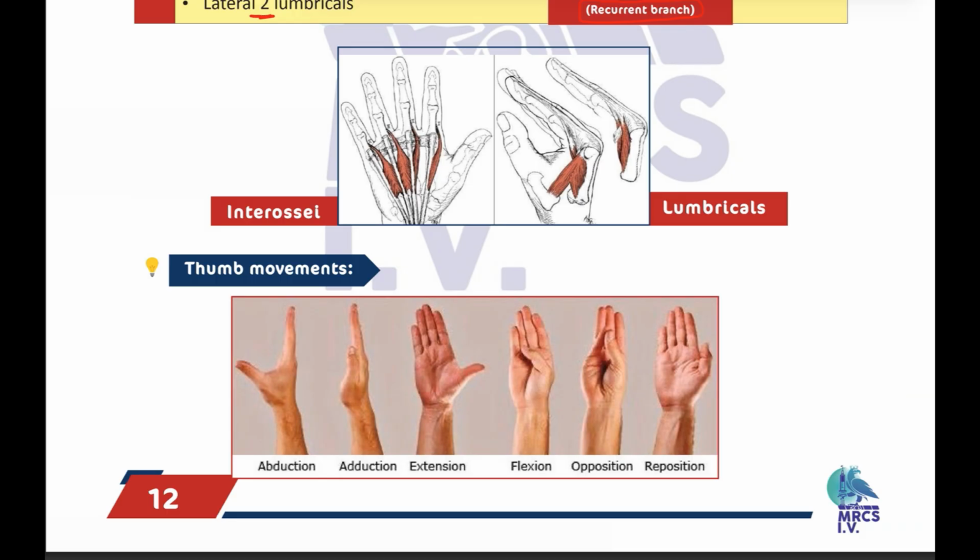So let's have an overview of the thumb movements. This movement away from the body will be abduction, towards the body or the center will be adduction. Posterior direction movement will be extension, forward will be flexion, and this movement in which the thumb is touched to the little finger or any other tip of the finger will be the opposition, and this position will be the reposition of the thumb.